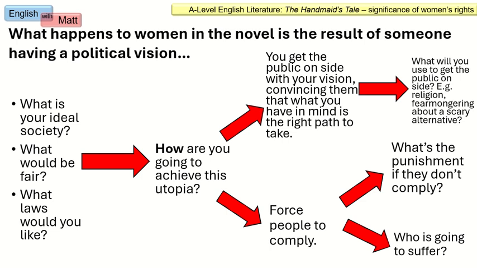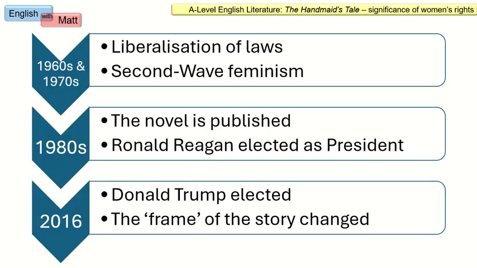So, to give you a timeline then of the end of the 20th century, and of course there is lots in this novel that happens before the late 20th century. But let's just talk about the 1960s onwards. So in the 1960s and 70s, you not only had the free love hippie movement and the liberalisation of laws, but you also had second wave feminism, of which Margaret Atwood was aware, and of course writing at the time. I'm talking about second wave feminism a bit later.